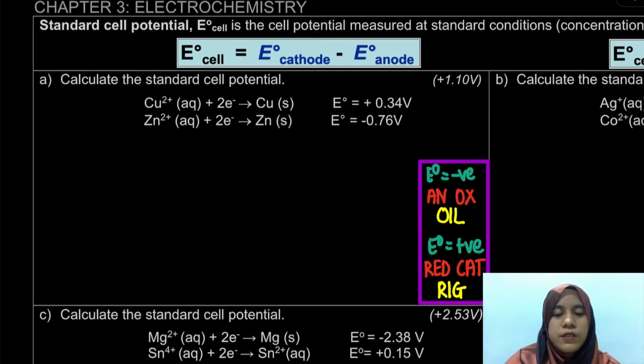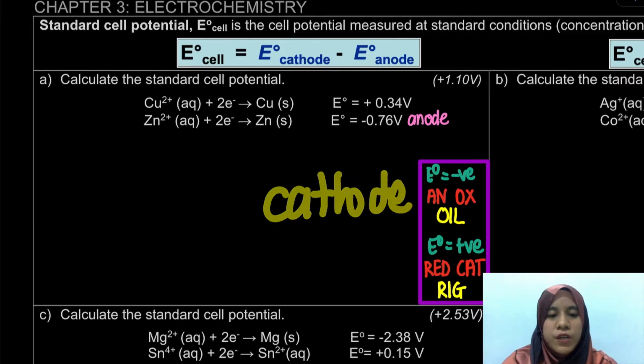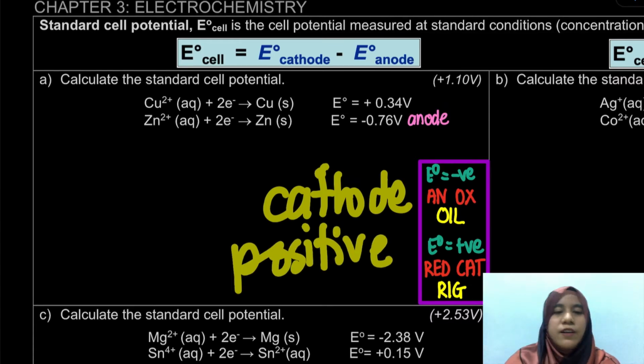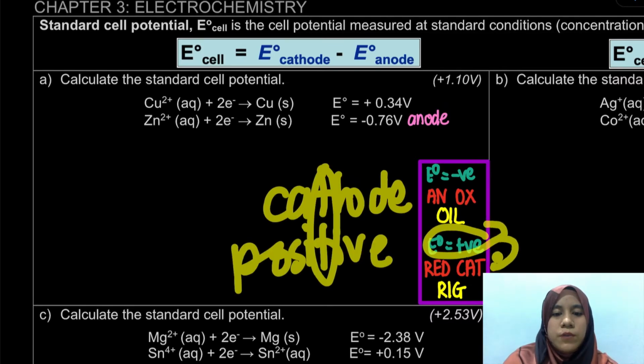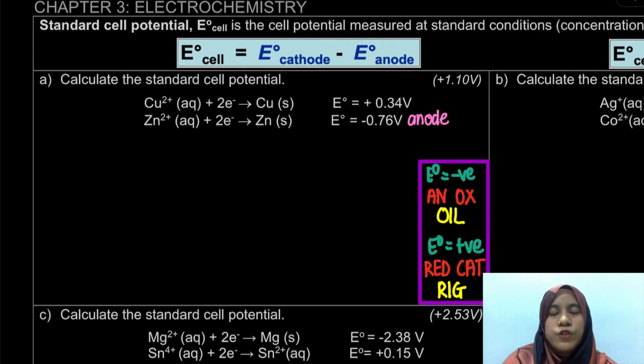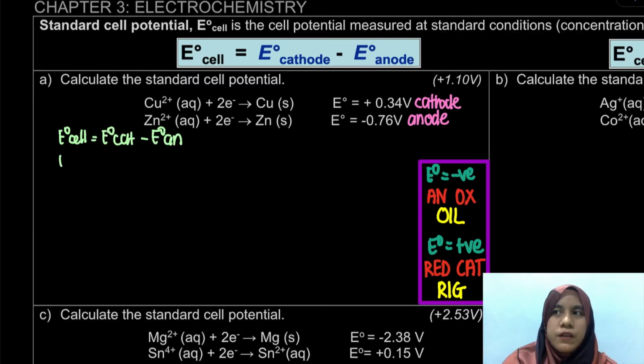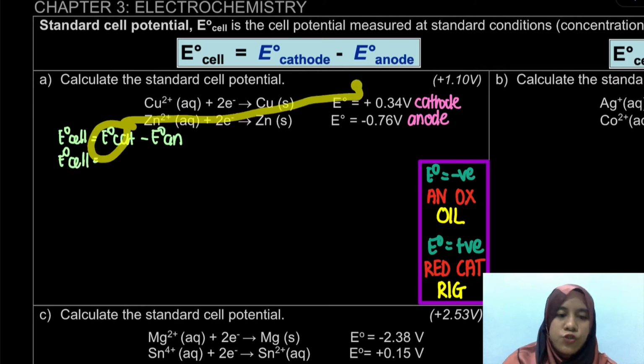So which one is the negative 0.76 volt? Okay, so for the cathode, we prefer it to be the positive one, so that one is the positive 0.34 volt. Once I know which one is which, we can use it straight away in the formula. E° cell equal to E° cathode minus E° anode. You could also write it down as E° cat minus E° an. Or another way to remember it, E° kakak tolak adik, cucu tolak atuk.